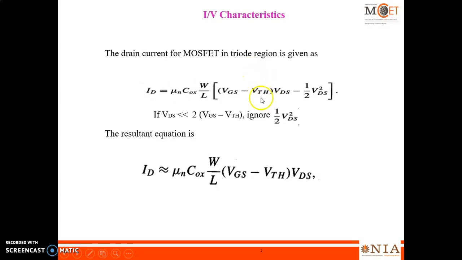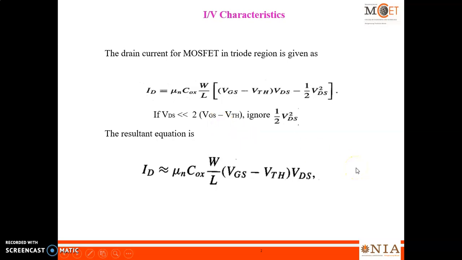Okay. So now, when MOSFET is working in triode region, if you face this particular condition, if drain to source voltage is very less than gate voltage minus threshold voltage, what will happen? So automatically you can ignore this particular term of VDS square. If you ignore this term, the drain current will be approximately equivalent to mu n Cox W by L into VGS minus VTH into VDS.